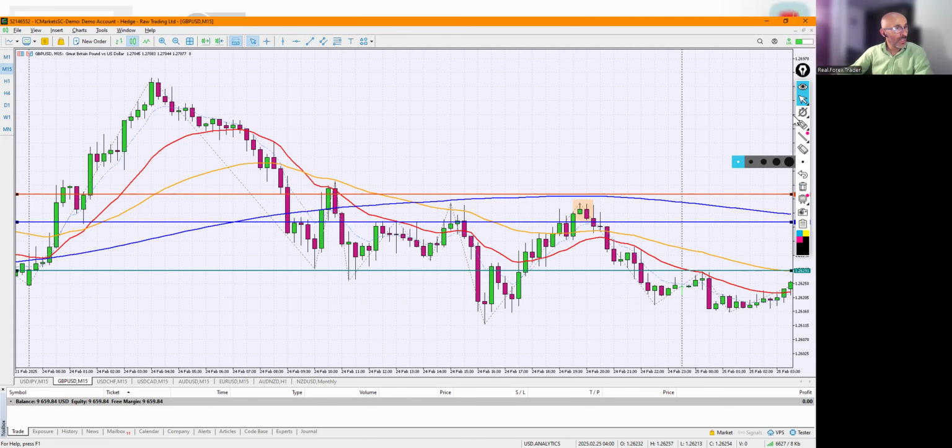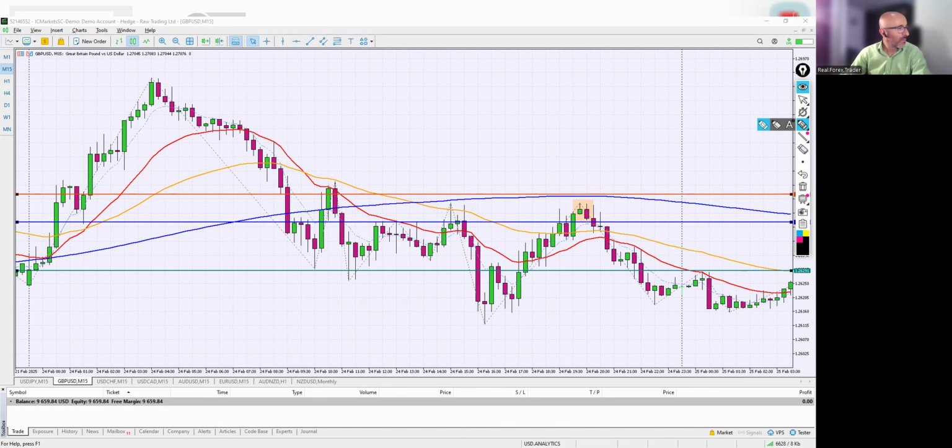So once I do this, my entry point is below the close of the engulf. This is my entry. My stop loss is here above the natural resistance, in this case the EMA, this 200 EMA. And my take profit is twice the size of my stop loss.